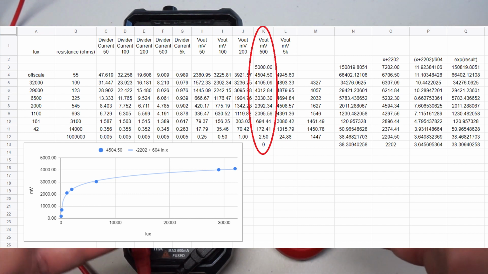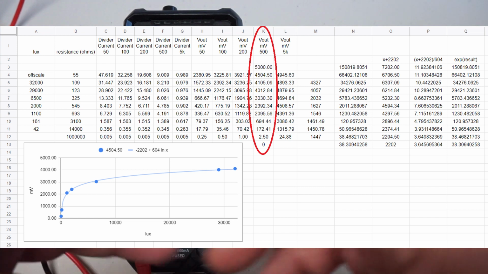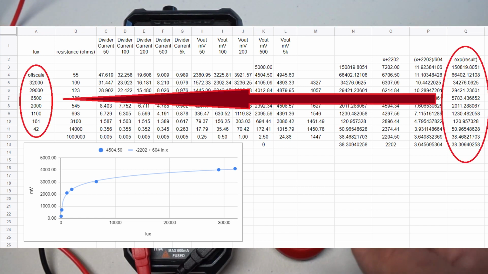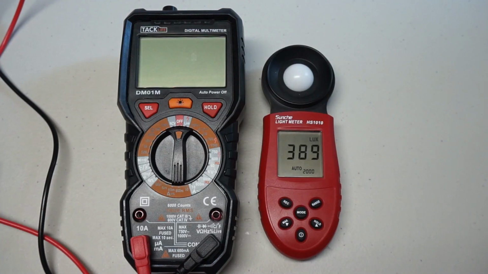I put all that information into Excel, and it gave me an equation. And if you look here on the right-hand column, you'll see the correspondence between what the equation says for a given voltage level and what my original calibration measurements were. And they're pretty close. It doesn't have to be perfect. Close enough. All right. So I took that and I built this.